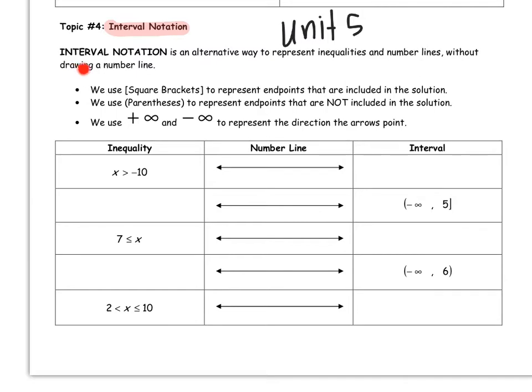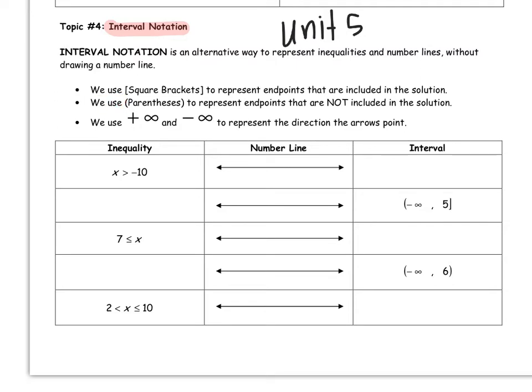So I'm going to read this definition of what interval notation is. Interval notation is an alternative way, so a different way, to represent inequalities and number lines without drawing a number line. So basically, we know that if we have an inequality, we can draw it on a number line, and now we're going to learn this new notation to describe the inequality without a number line. So here are some key features about interval notation.